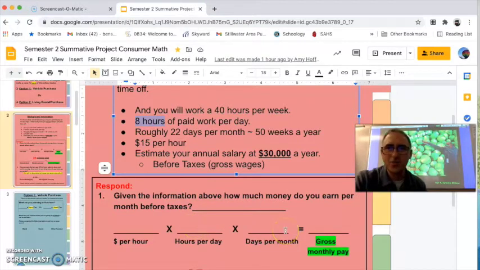How many days do you work per month? I don't know, 40 days per month, 80 days per month? No, wait. We have that information here. You're just making the calculation. In roughly every working month, there's between 20 and 23 weekdays. So just for estimation purposes, we're going to say 22. And you're going to calculate your gross.